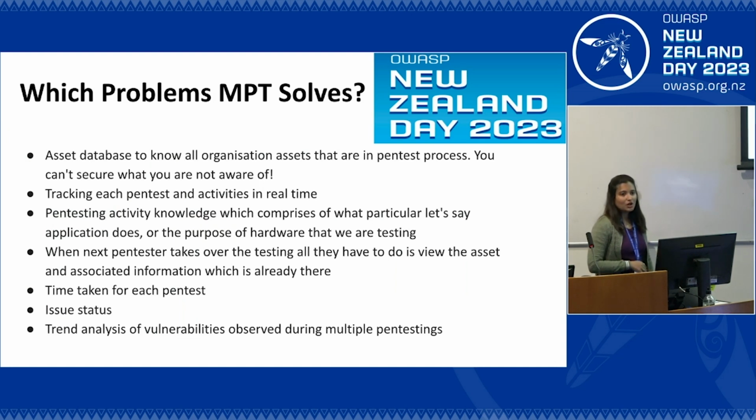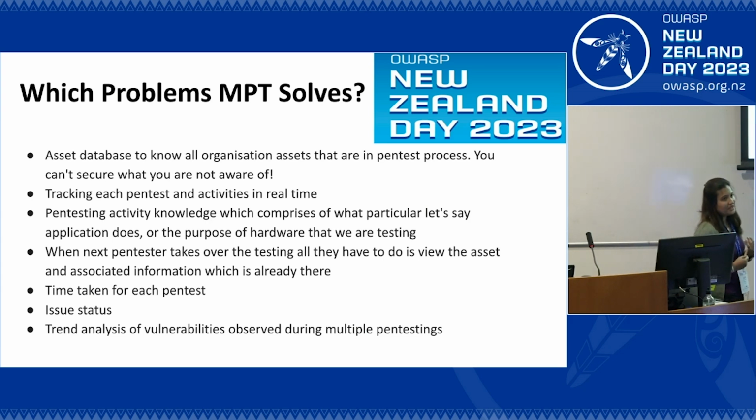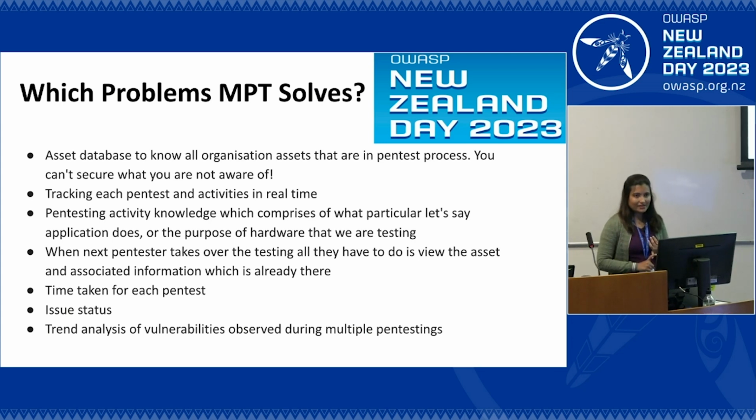Now, out of this, which problems does MPT solve? We have an asset database here to know which organization assets exist. For example, you have 5 departments, and if you just maintain it in an Excel sheet or in a Word document, then you might lose track of it. So we need one asset database to know which applications actually exist in your system, which are tested, which are not tested, and which are lined up for testing. Because if you do not have an asset DB, you simply cannot secure what you're not aware of.